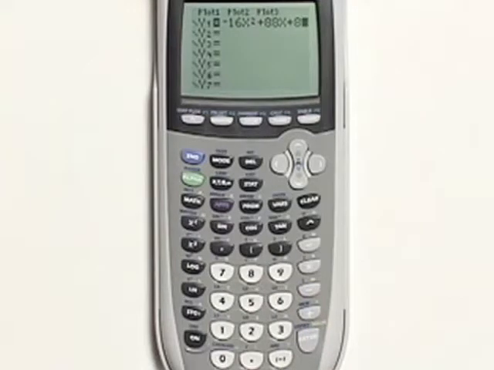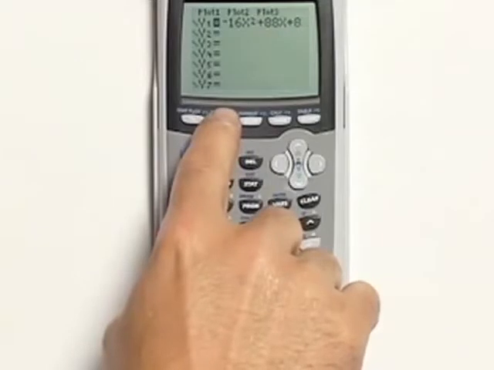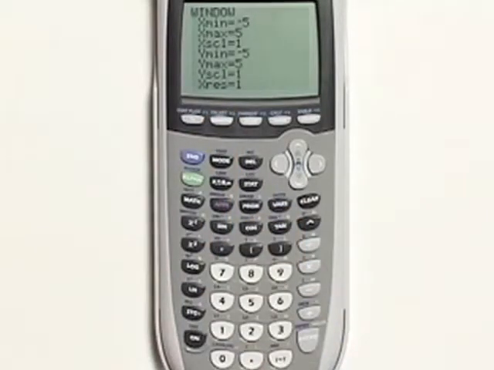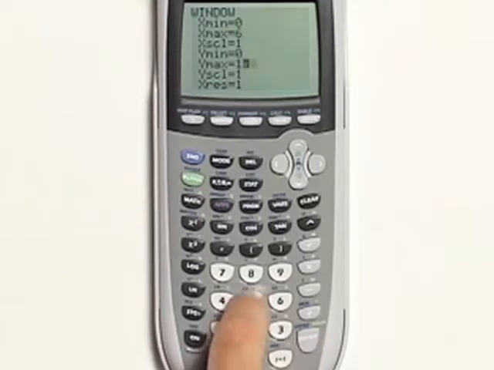We were told what viewing window to use, so we press the window key and adjust the window. The x min is supposed to be 0, so press 0 and enter. X max is 6, press enter. The scale is 1, it's already there, so we press enter to move down to the y minimum, which is 0, press enter. The maximum is 150, press enter, and then 50 as the scale, press enter.